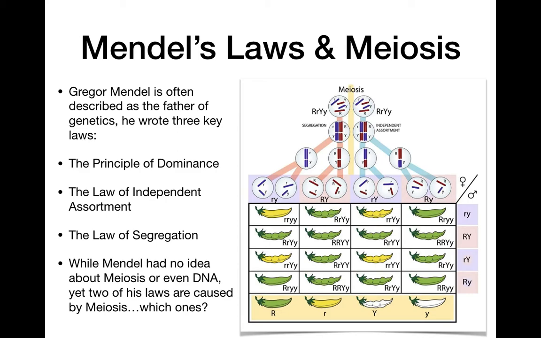Well, the first one is definitely the law of independent assortment. I've already mentioned this: the chromosomes assort independently at the metaphase plate. They line up independently, regardless of each other. It's not all from dad on the left, all from mom on the right. It's completely random where they line up. That's independent of each other, independent assortment.